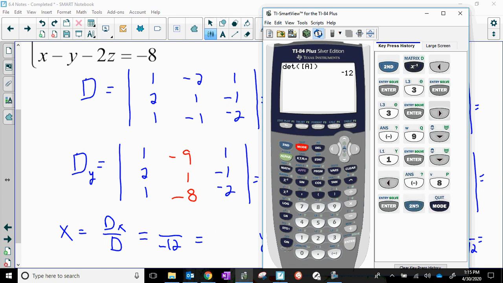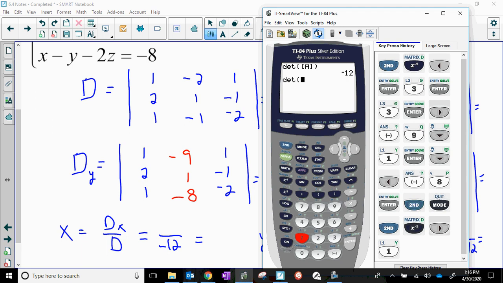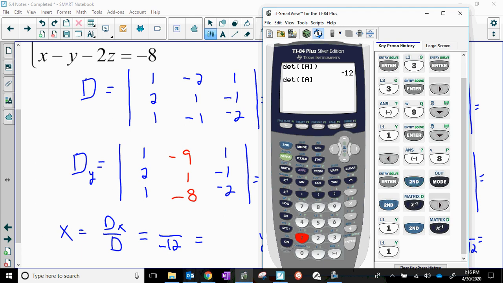So second mode to go back to the home page. Then go to the matrix page for a third time. Arrow over, do the math. We're doing determinant, or number 1. Then we're going to go to the names, A. You could hit enter on A or just number 1 and hit enter. And now I'm going to get -54.